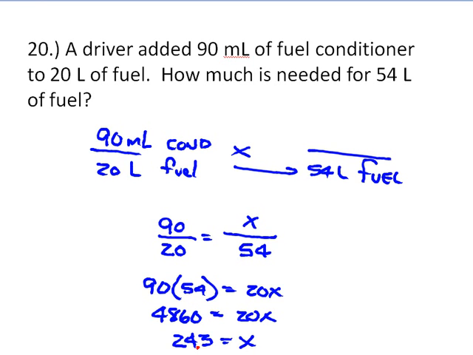Now let's just do a check. Does that make sense? We have 90 of the conditioner and 20 of the fuel. Now we have almost twice the amount of fuel, and 90 to 243 is at least twice the amount of conditioner. So it makes sense. We've got the right answer.